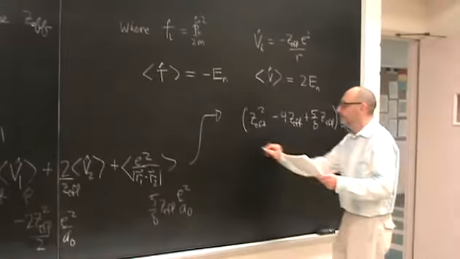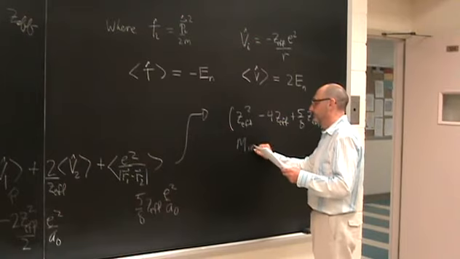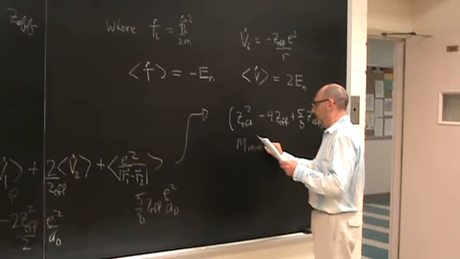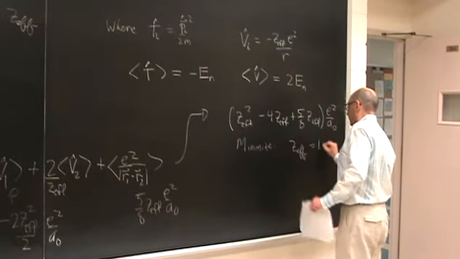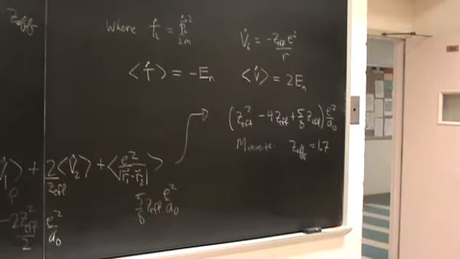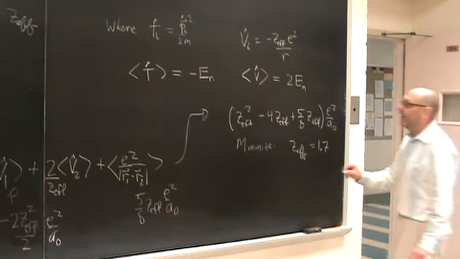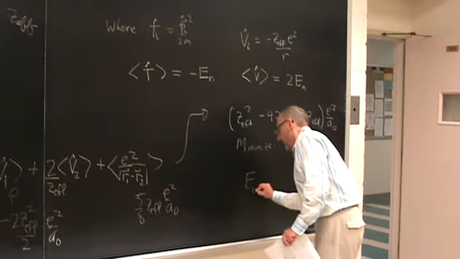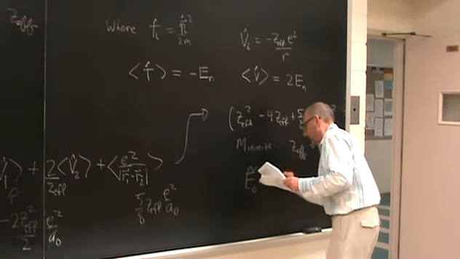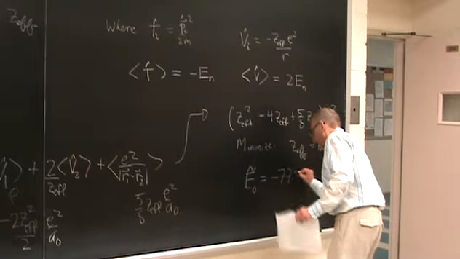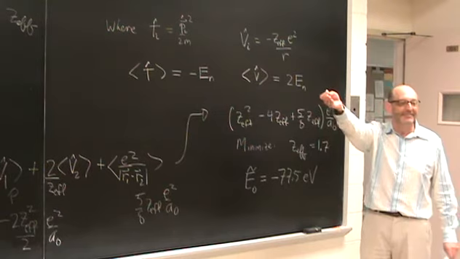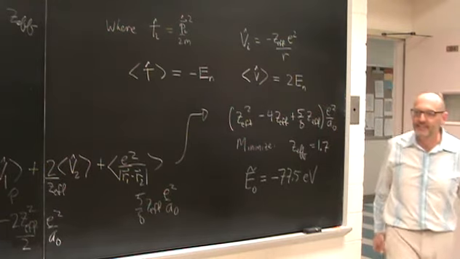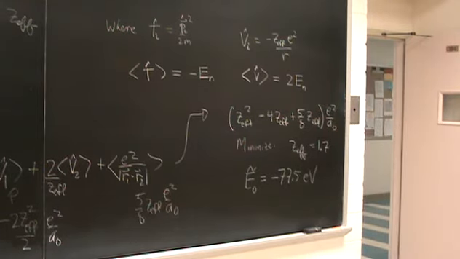And you minimize that function, and you find that Z effective is 1.7. It's not quite 2, it's a little bit smaller, it's 1.7. And when you now plug all that in, what you find is that my variational calculation gives me minus 77.5 electronvolts, which is closer. Okay, so, but we could do better.